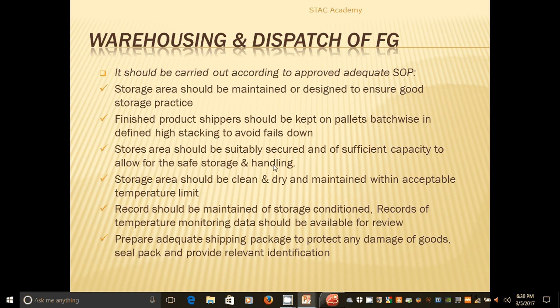Storage area should be clean and dry and maintained within acceptable temperature limit. Record should be maintained of storage condition. Records of temperature monitoring data should be available for review. Prepare adequate shipping package to protect any damage of goods. Seal pack and provide relevant identification.